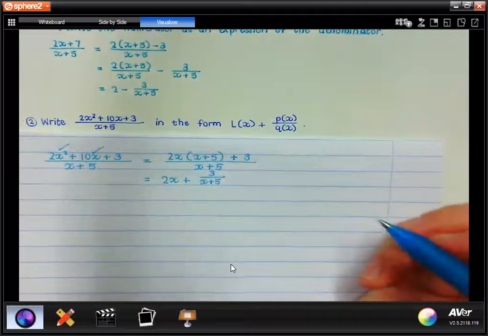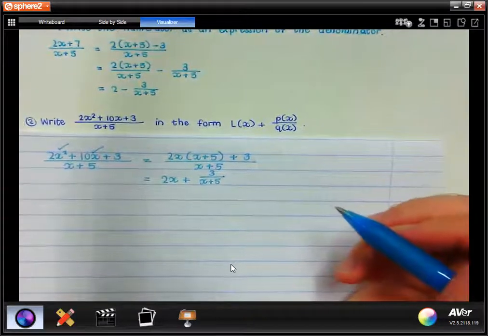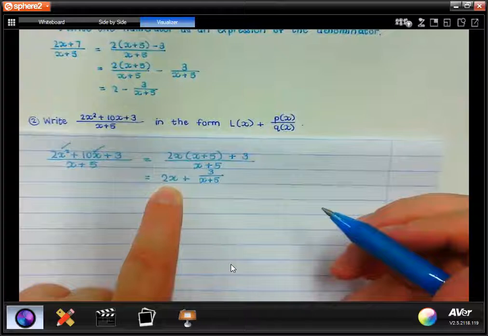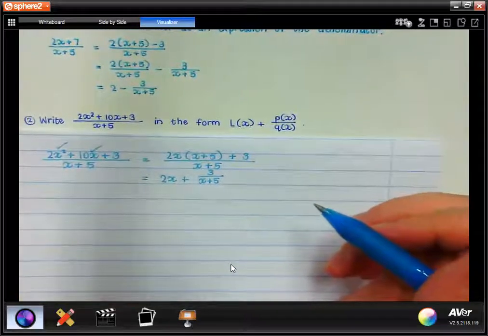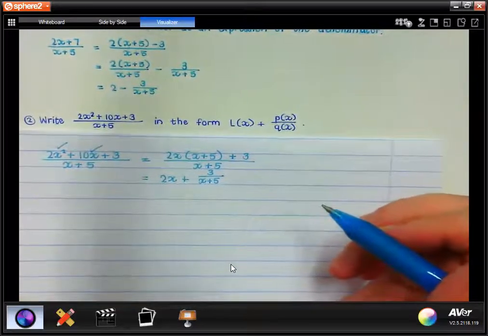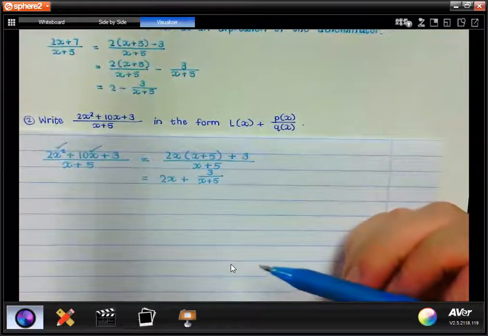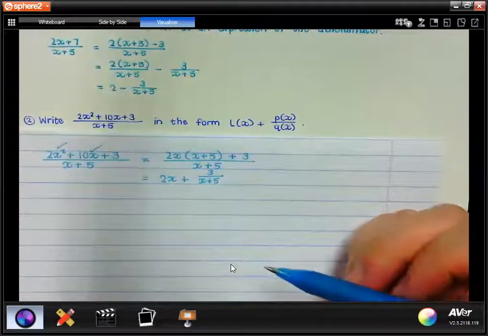Now, in this case, your asymptote is actually going to be y equals 2x, which is like a straight line, like what we taught you to draw in grade 9. So this one has an oblique asymptote. Again, we'll write a whole note on that.